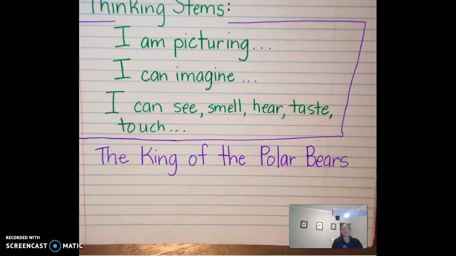I am picturing a feathered polar bear. Oh my goodness, it is a little bit hideous, huh?